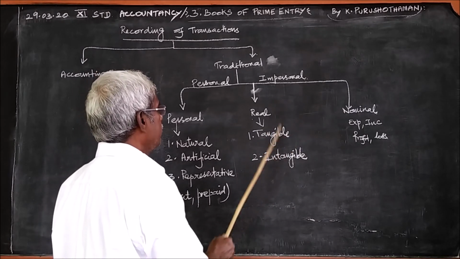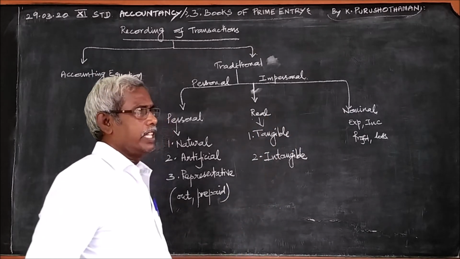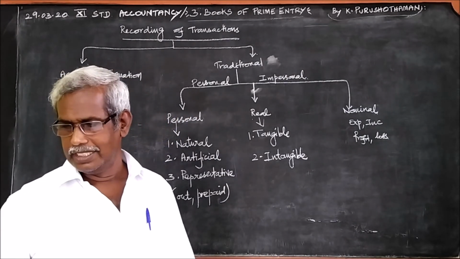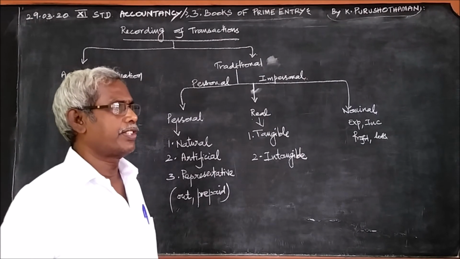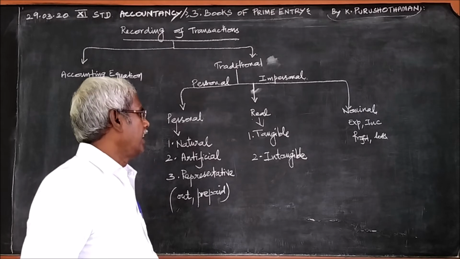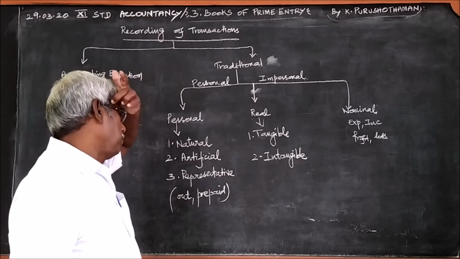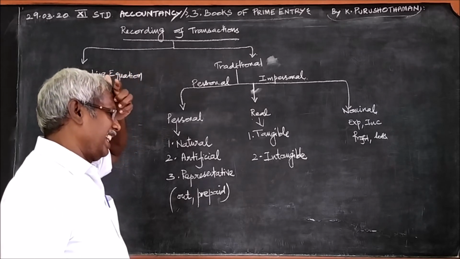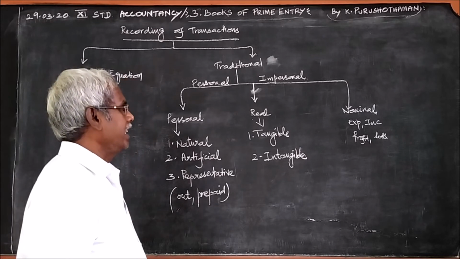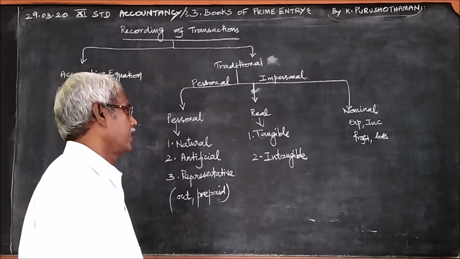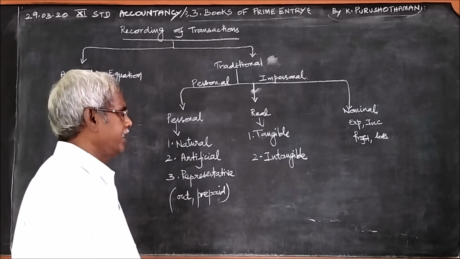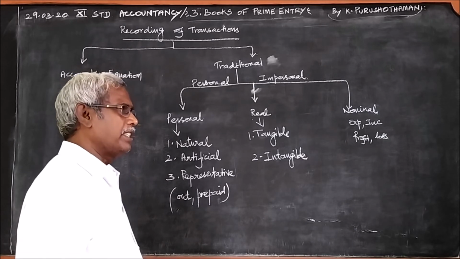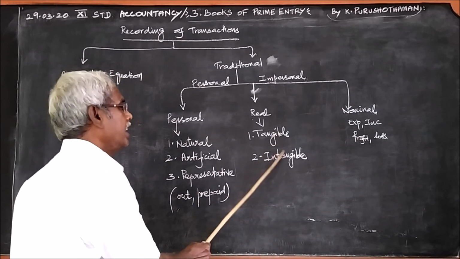Now we go to the second type, real account. The real accounts talk mainly about the assets, regarding the properties and our possessions. They are called the real accounts. And under the real accounts there are two types, tangible real accounts and intangible real accounts. Generally I say the real accounts are regarding the assets. If the assets can be seen by our naked eyes, it is called a tangible asset. If the assets cannot be seen by our naked eyes, it is called intangible assets.